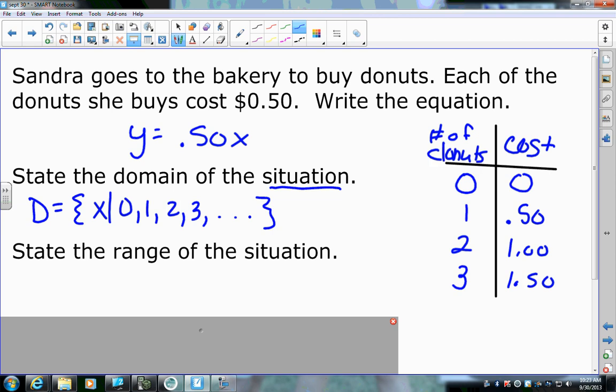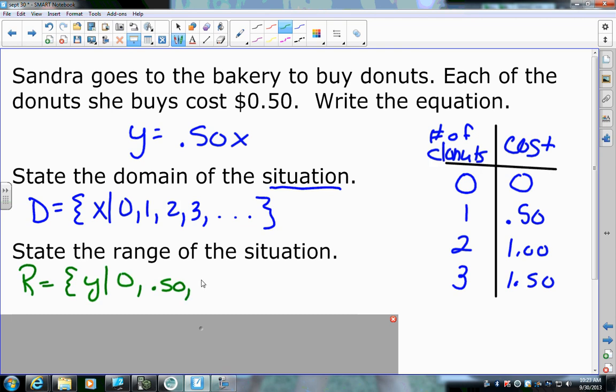Then it says, state the range of the situation. The range, I put R equals, my set notation, Y in a line, and I'm going to start at 0, 50 cents, a dollar, $1.50, dot, dot, dot, because it could go on up. This is of the situation. It's talking about how many donuts.